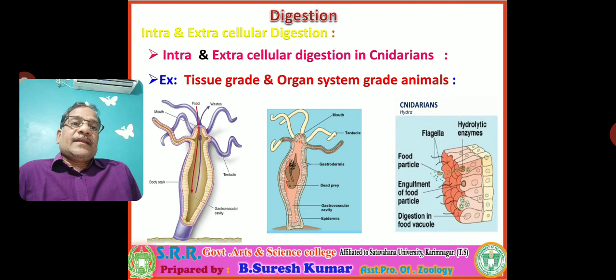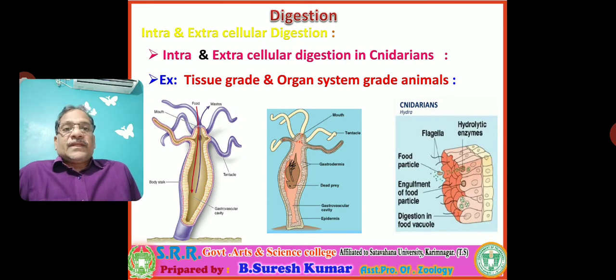In the same manner, in between the nutritive musculoepithelial cells, enzyme secreting cells are also present. They secrete enzymes directly into the gastrovascular cavity. So part of the food is digested inside the cells, that is intracellular digestion. Part of the food is digested in the gastrovascular cavity, so that comes under extracellular digestion. Hence the Cnidarians show a dual mode of digestion, intracellular digestion as well as extracellular digestion.